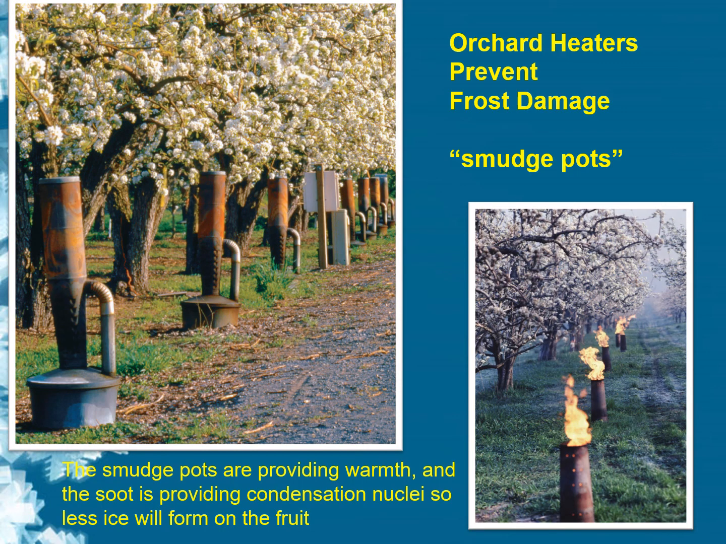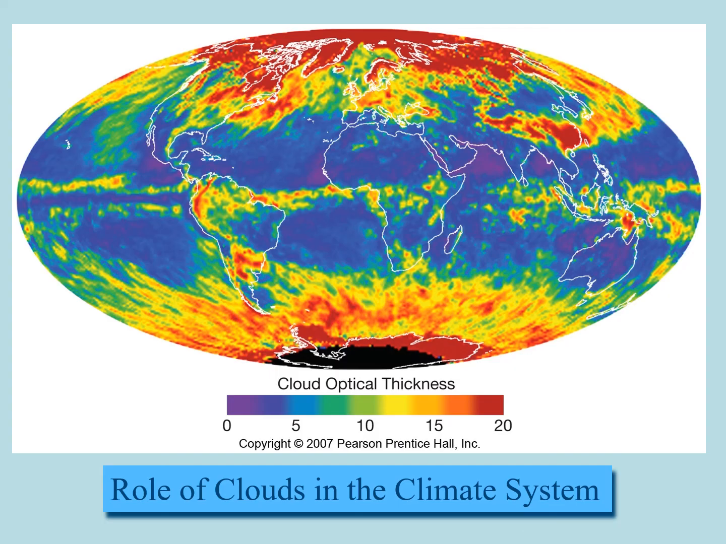Orchard heaters and smudge pots. Okay, so which one is which? Maybe they're both the same. So what happens here is that these heaters are burning some kind of fuel, which would create some particles being emitted. I guess that's why they're also called smudge pots. So they're providing warmth, warming the air around your citrus trees and fruit, but also it's releasing soot that is providing condensation nuclei so that you'll get some of that ice to form on the soot and less on the fruit.